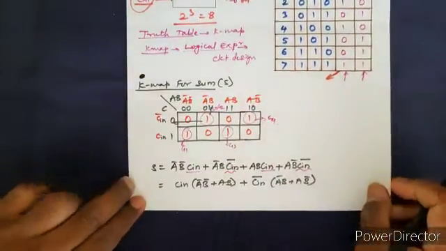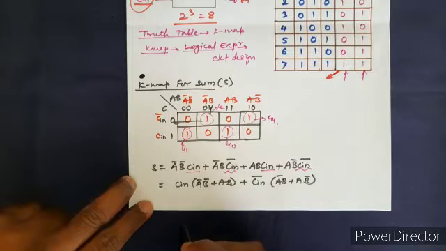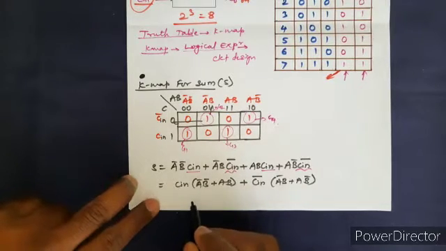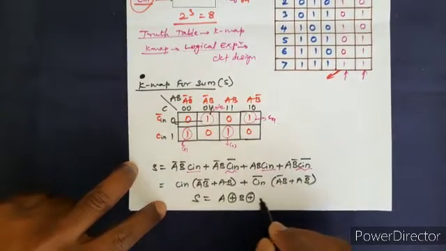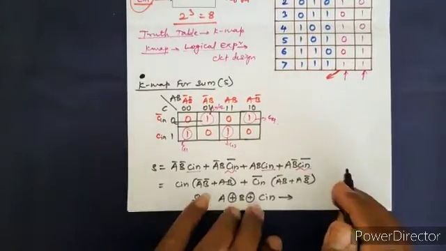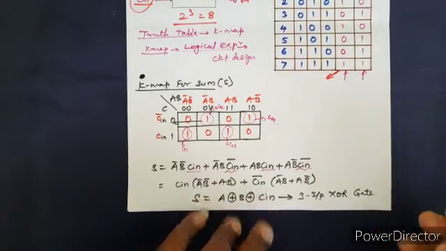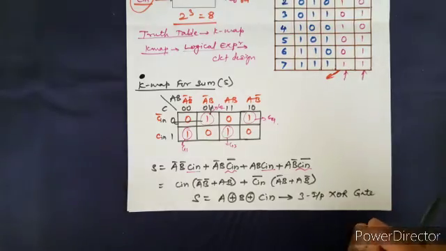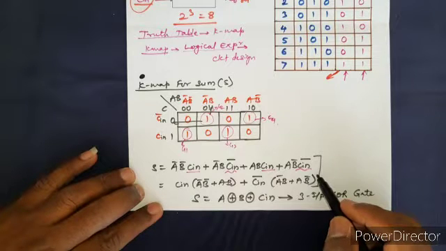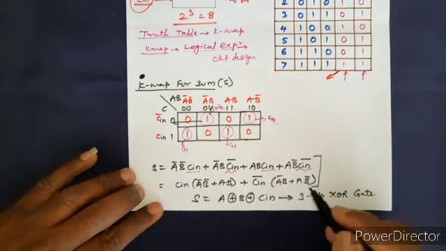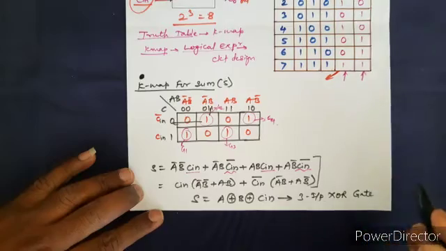Now this equation has a very lengthy derivation. So here I would skip that derivation and come to the concluding part. So sum is A ⊕ B ⊕ C in, right, which is represented as a 3 input XOR gate. Okay, so if you are interested to know about this derivation, you can try it yourself, or I can post this derivation to you on your personal WhatsApp, right?